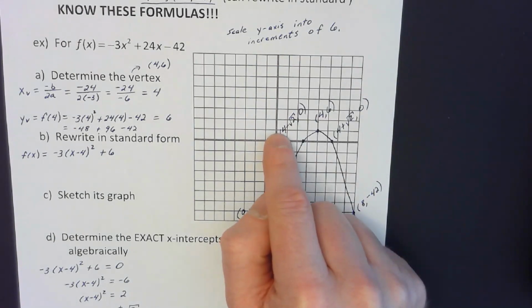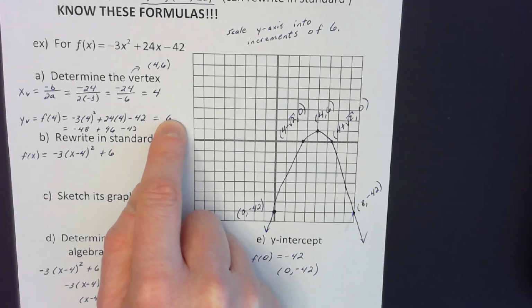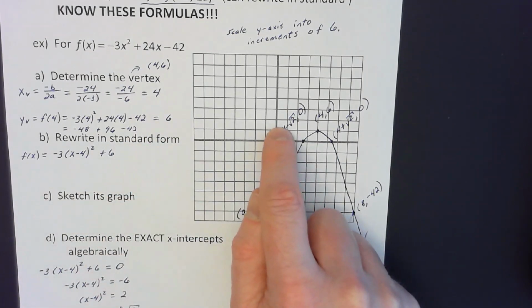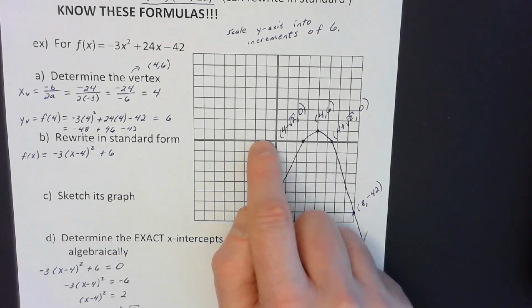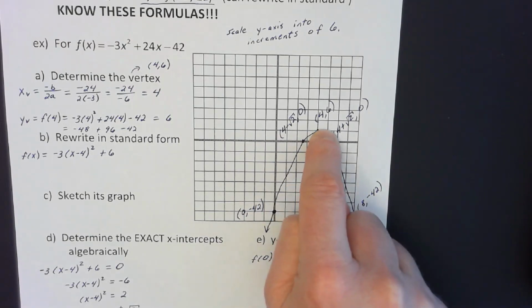Now the reason that helped is because I already see that my vertex has a y value of 6, which means, oh, all I have to do is go up 1 unit. So I plotted that vertex at 4, 6. Notice I did not scale my x-axis, so I actually have to go over 4 units and then only up 1 to represent a y value of 6.